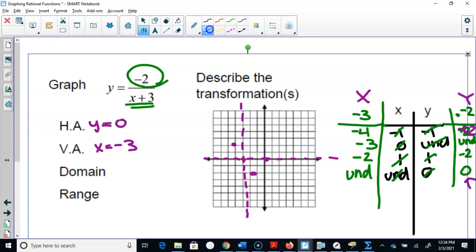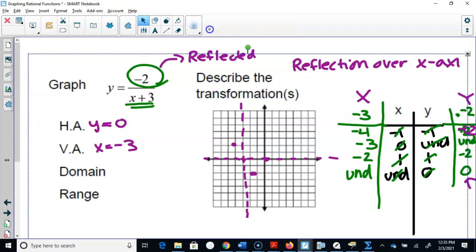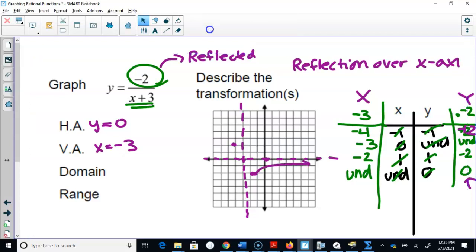Now, what happened, guys? Notice how the dots flip-flopped. Usually, we have our dots over here and here. That didn't happen this time. Why? Because this negative reflected, okay? This negative reflected our graph over the x-axis. So we had a reflection over the x-axis. That's what that negative in the numerator does to us. It reflects our graph over the x-axis to look like this. That 2, that multiplication of that 2 also stretched our graph. We had a vertical stretch.